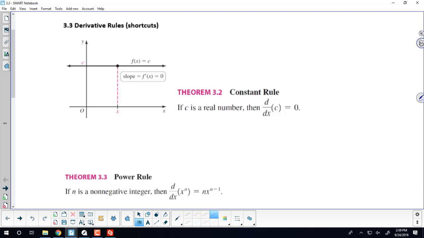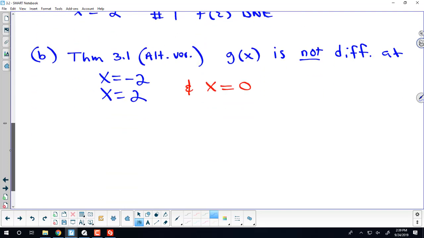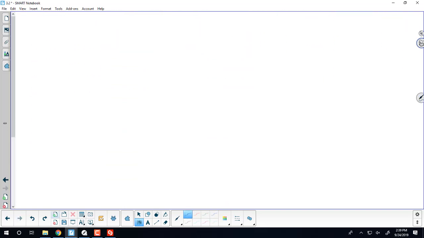Okay, so I'm just going to go back to 3.2 and make a new page. If they're going to introduce the notation, I think we should talk about it. So the notation for the derivative.